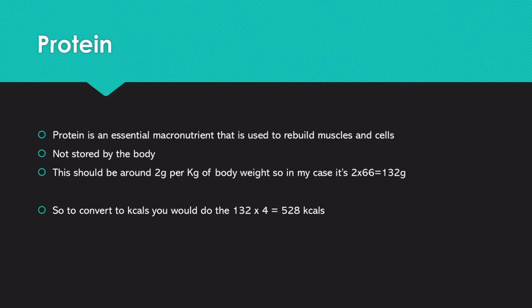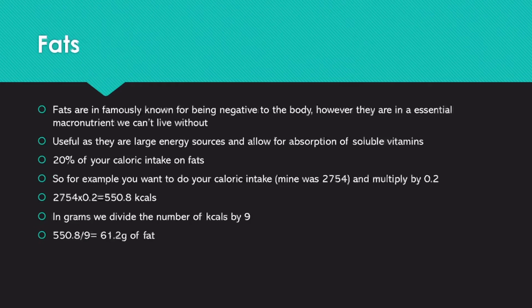But anyway, to work it out in calories, you just want to times the number of grams that you're having by 4. So if I'm having 132 grams, I times that by 4, which gives me 528 calories for protein. So that's basically my calorie and gram intake of protein for one day. So we're going to move on to fats.